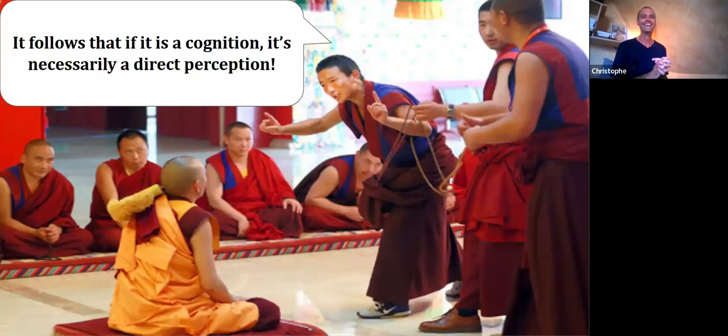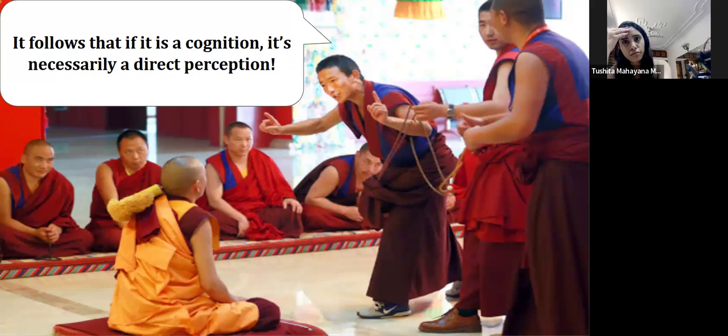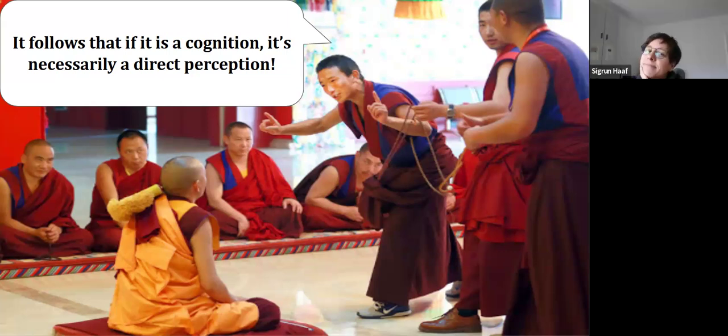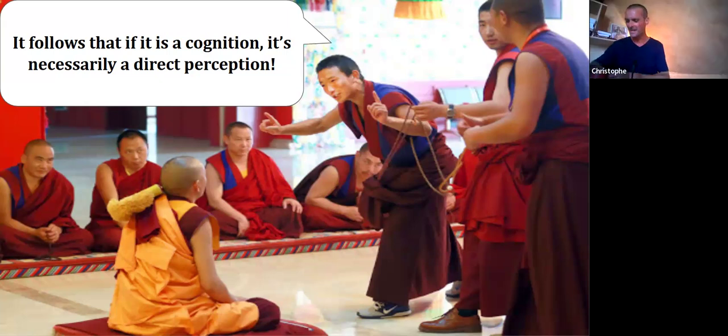Okay, so now a kind of hardcore debate. Prepare. It follows that if it is a cognition, it's necessarily a direct perception. So it's a two-part consequence, and we can have two types of answers. We say yes, I agree, so accept. Or we say no, that's totally false. Then we would say why? It follows that if it is a cognition, it's necessarily a direct perception.